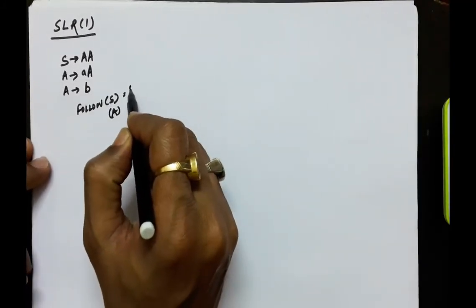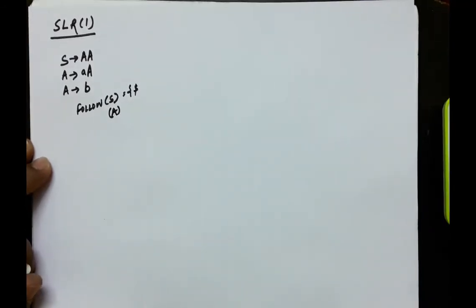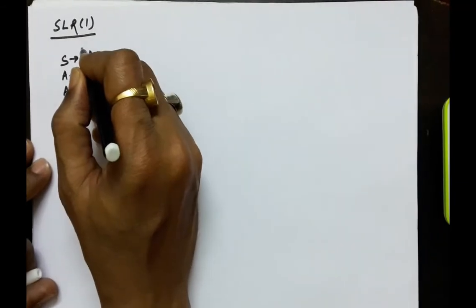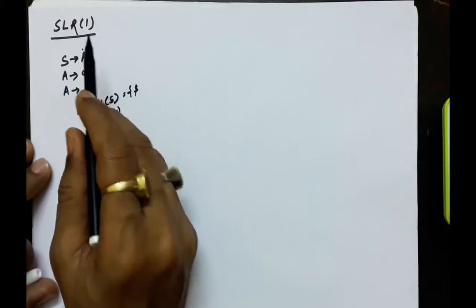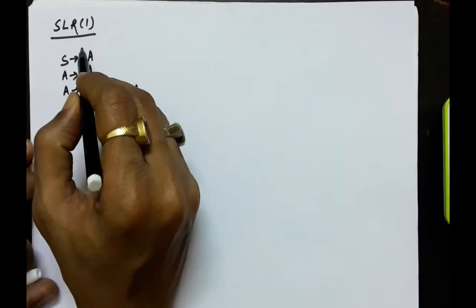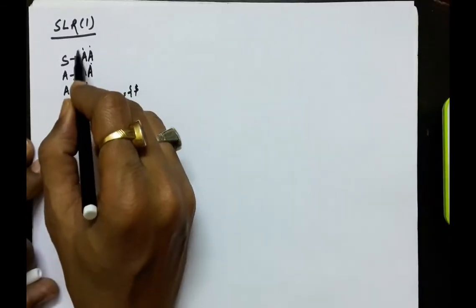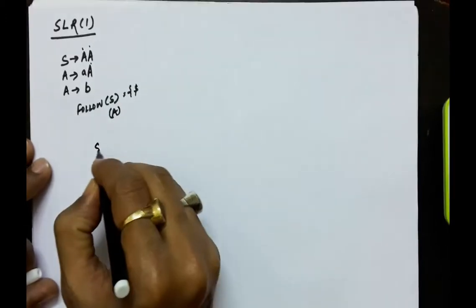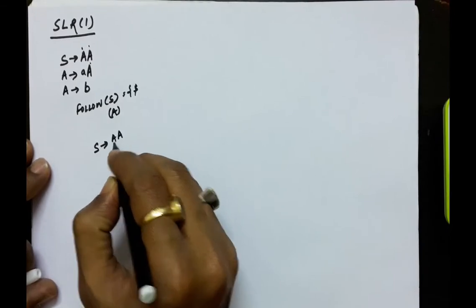You must know that for the start symbol, dollar will always be there in its follow. So there is a dollar as the follow of S. Now see, follow of A. We have to find where A is appearing on the right-hand side. On the right-hand side, A is appearing here, here, and here. If you follow this particular production, S produces capital A, capital A, then follow of A will include first of A.